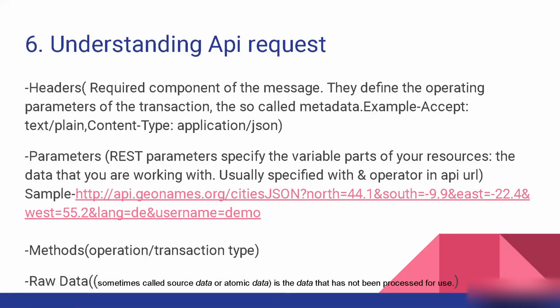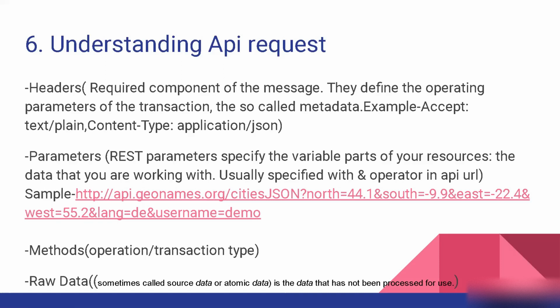Understanding API request. So what are the main parts of an API request? When you are testing an API, you will learn about these terms, like headers. This is a required component of the message. They define the operating parameters of the transaction, so-called metadata. So in headers, REST supports multiple formats, right? Now you want to tell in headers what the content type would be. In our case, application JSON, but it could be different, XML also, or plain text content also. So all these details you define in the header.